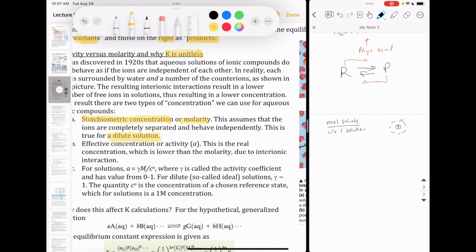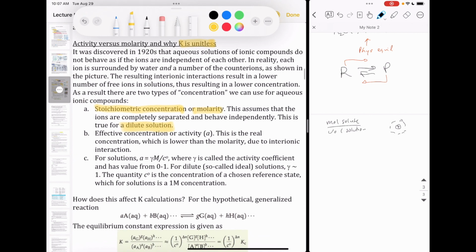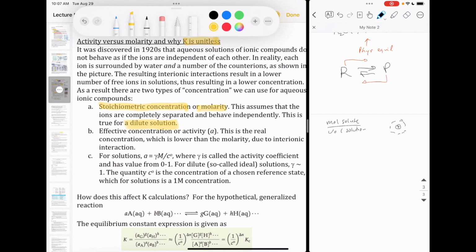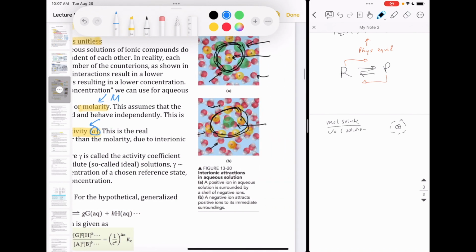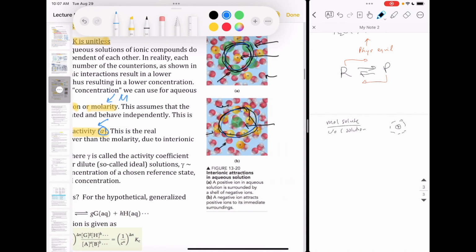Although we use dilute solutions in many experiments, we also work with solutions that are higher in concentration where we cannot use molarity to measure concentration. Here we use another measure called the effective concentration. This is also called activity. Okay, so it's different than molarity. It has symbol A as opposed to M, right? This is the actual concentration, and that actual concentration is lower than the molarity. Why? Because of these ion effects that I just mentioned to you, okay?